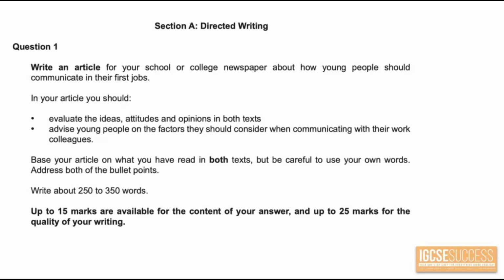So question 1. Write an article for your school or college newspaper about how young people should communicate in their first jobs. In your article, you should evaluate the ideas, attitudes, and opinions in both texts, advise young people on the factors they should consider when communicating with their work colleagues, and of course, the standard wording at the bottom. Base your article on what you have read in both texts, but be careful to use your own words. Address both of the bullet points. Write about 250 to 350 words.